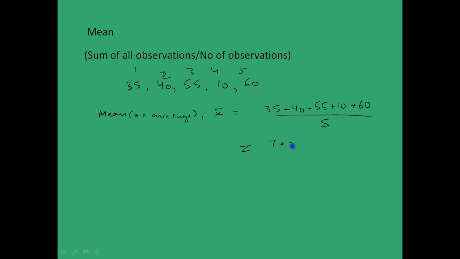So you get 7 plus 8 plus 11 plus 2 plus 12, that is 20. This is 20. Then you have 31, you have 33 and 40. 40 is the mean or the average of these data points.